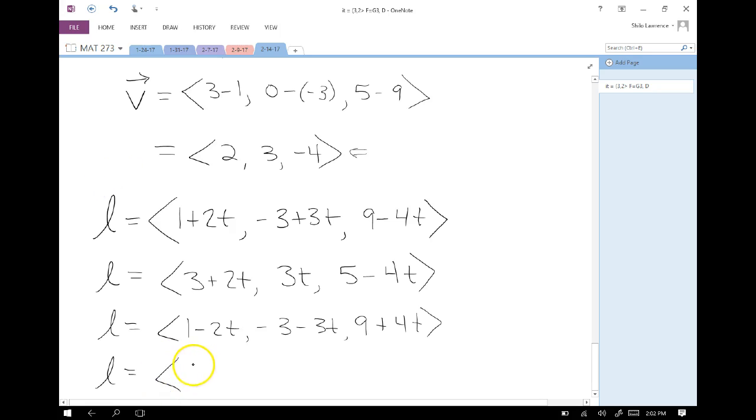We also could have had 3 minus 2t, negative 3t, or 5 plus 4t. Any one of those four answers you could have gotten from the information they gave us, depending on how you subtracted to get your vector, and then depending on which point you used to set up your answer.